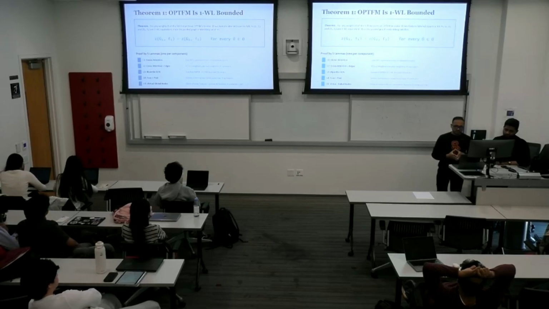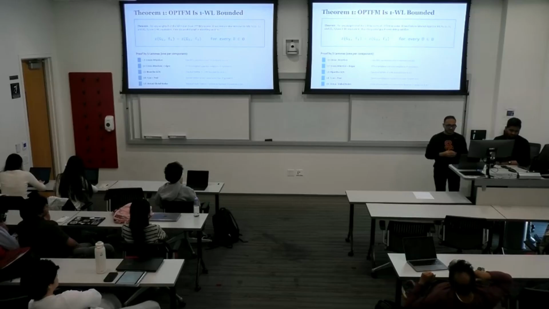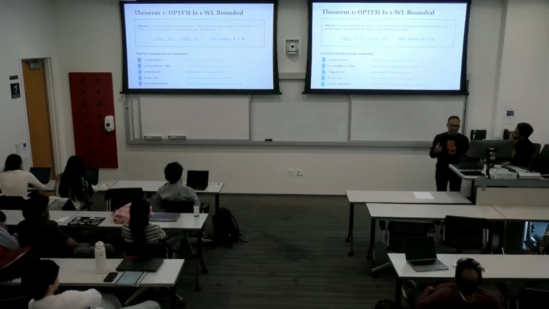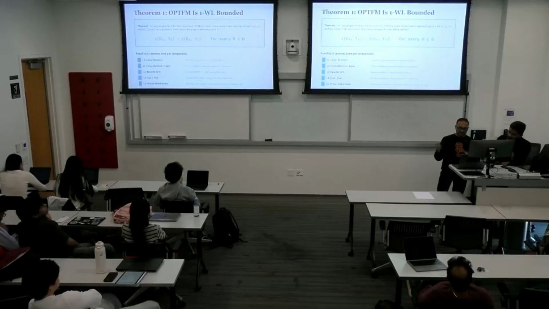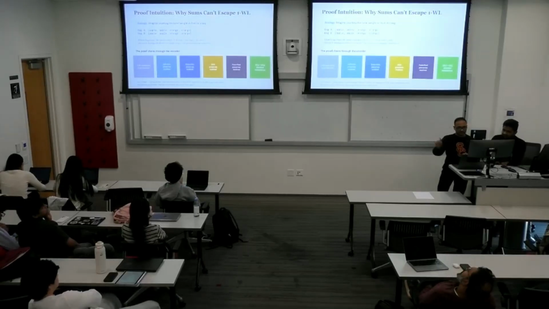And virtual global nodes, that was the core novelty of OPTFM. That is the mean of features, a symmetric function of something 1-WL cannot distinguish, again. So you chain them together and the theorem follows like this.